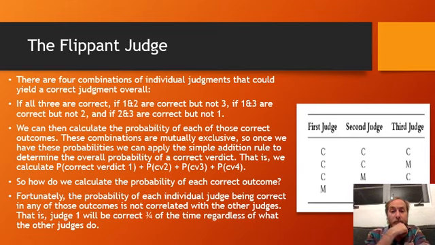Fortunately, we can use the simple multiplication rule because any particular, the first judge's judgment is not correlated with the second or the third, right? They're all making the judgment independently. So we know that judge one will be correct three quarters of the time. The probability of a correct verdict from judge one will be 0.75, and that'll be that way every time. It has nothing to do with what the other two judges do. So those outcomes are not correlated, so we can use the simple multiplication rule.